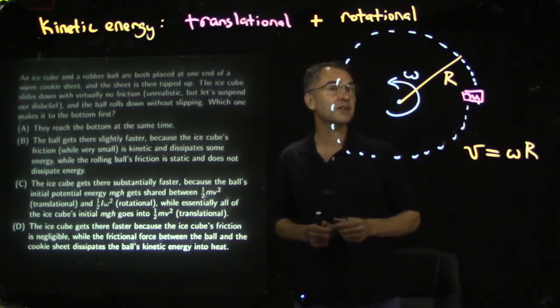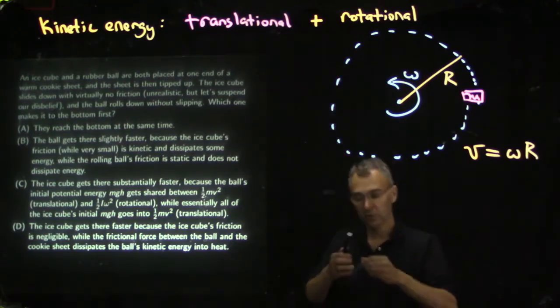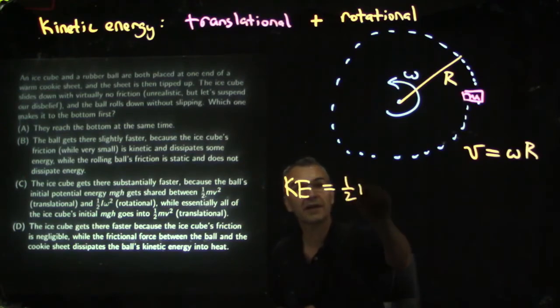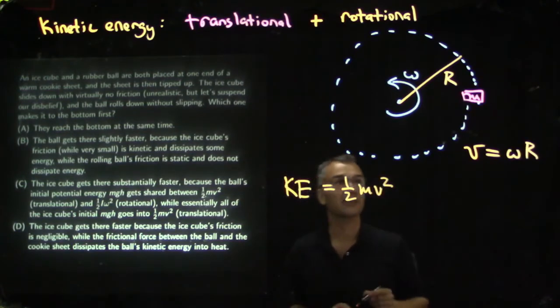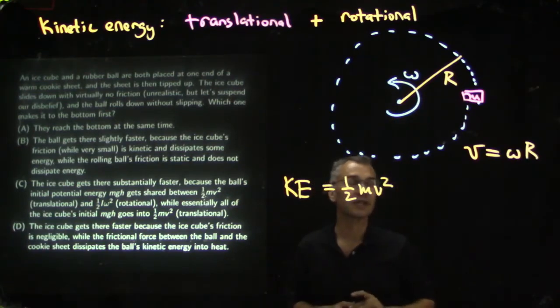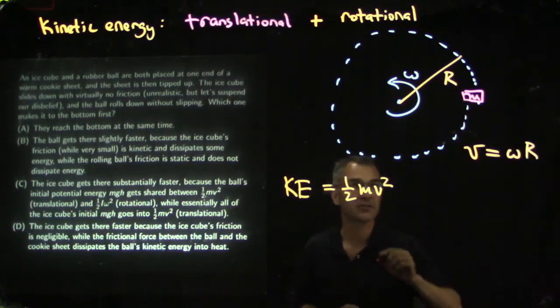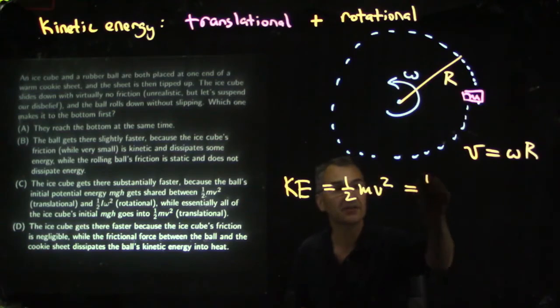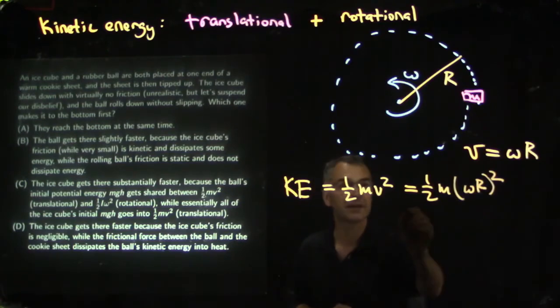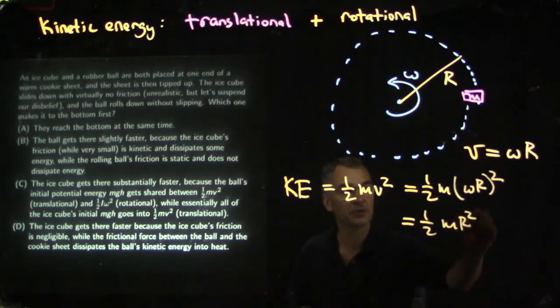Then you say, what is its kinetic energy? Well, we're used to writing kinetic energy is 1/2 mv squared. In this case, we know, since it's going around and around in a circle of radius r at angular velocity omega, that the kinetic energy is 1/2 m times (omega r) squared, since v is omega r, and this is 1/2 m r squared omega squared.